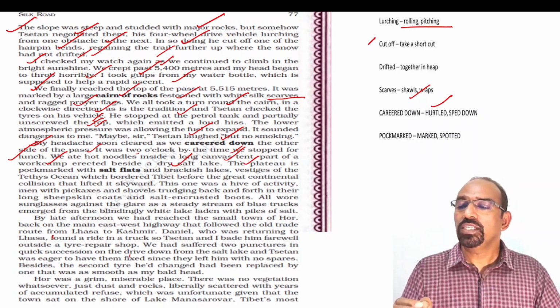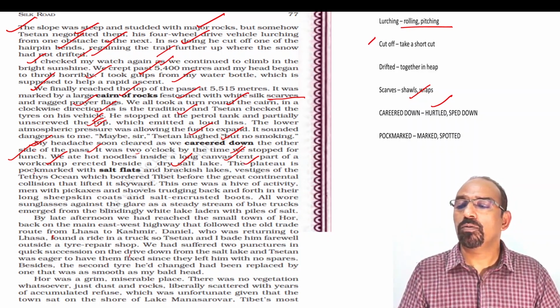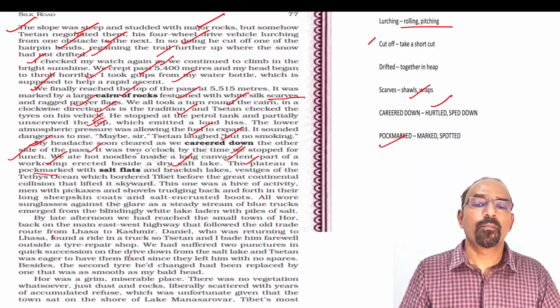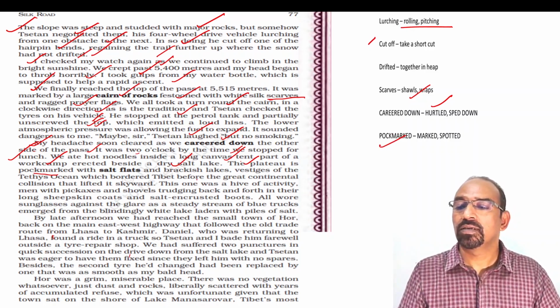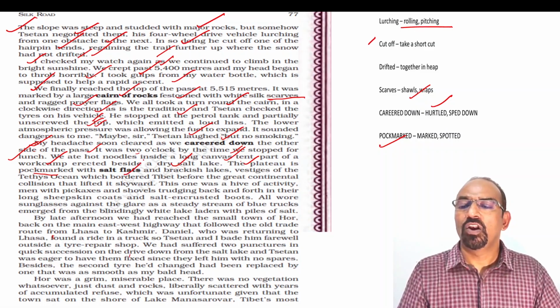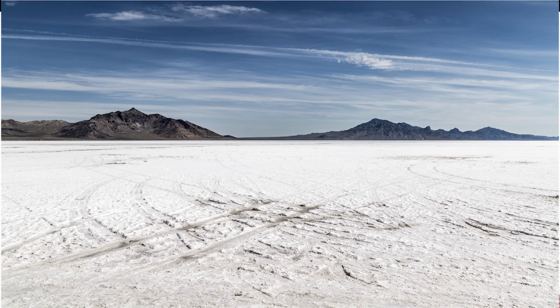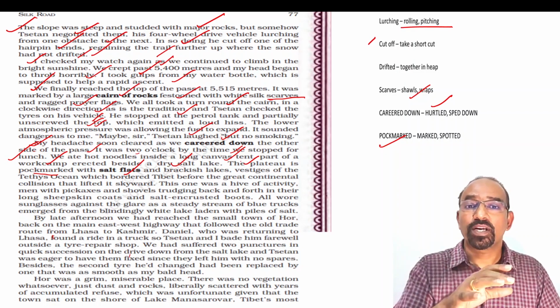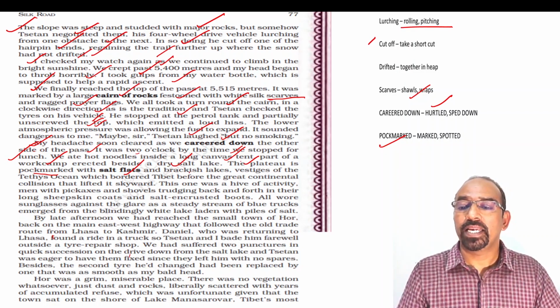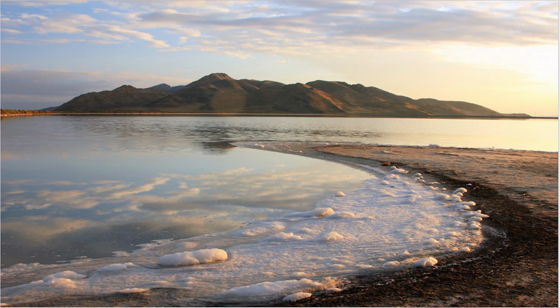The plateau is pockmarked, meaning marked or spotted, with salt flats and brackish lakes. Brackish lakes means salty lakes that you can see here.